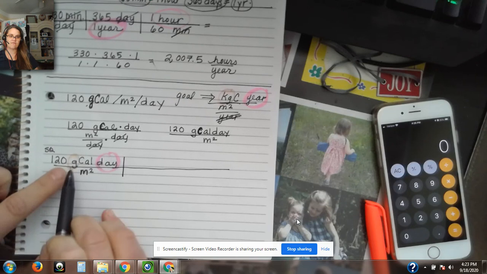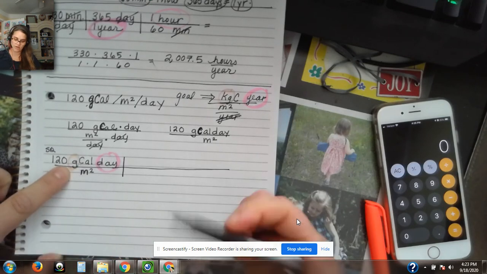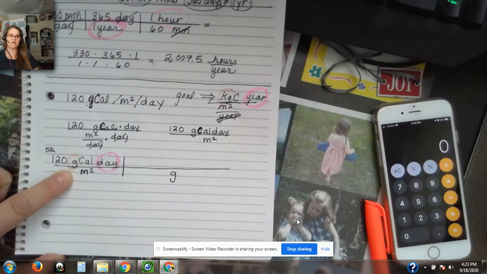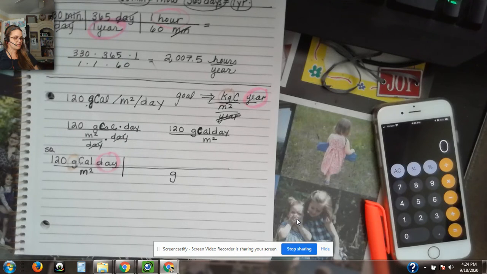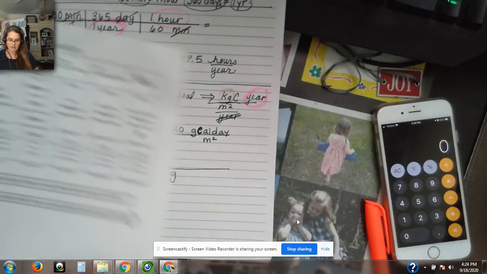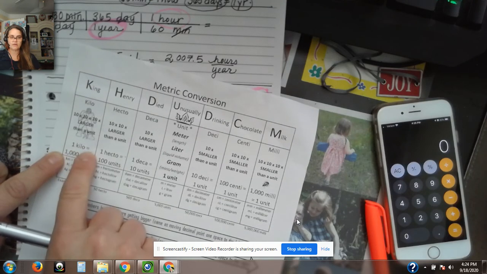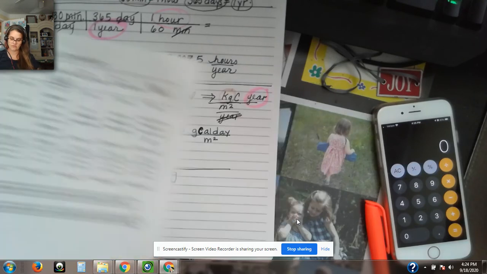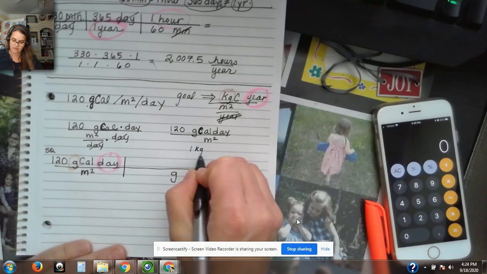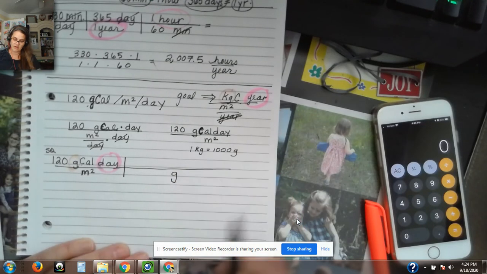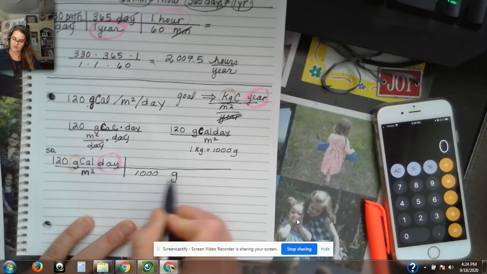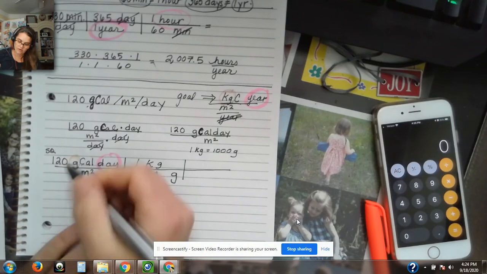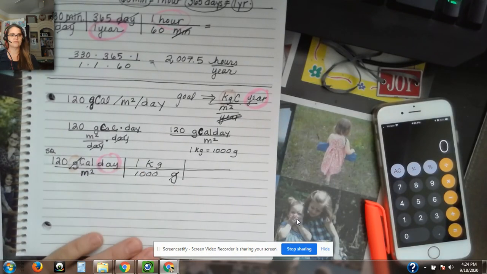So I want to convert grams into kilograms. If grams is in the numerator, I am going to put grams in the denominator. Now going back to this, we can say that 1 kilogram is 1,000 grams. So I'm going to put the 1,000 in front of my gram and the 1 kilogram here. So now grams and grams cancel out.